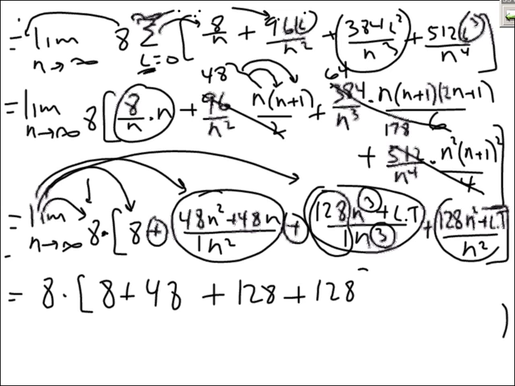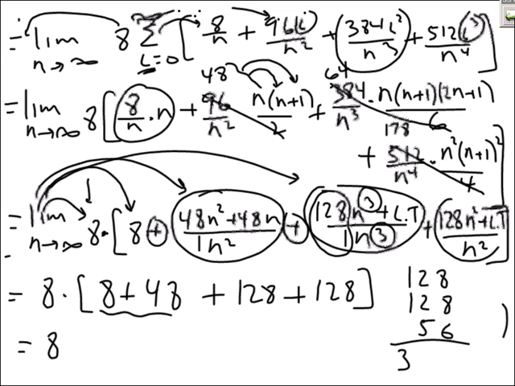Same thing here, 128. And we get 8 times... This here is 56, 128, 128, and 56. This is 290, 320 is it? 322, 22, 12, 22, 312, 312. Get 312. You get 8 times 312, which is 2496.